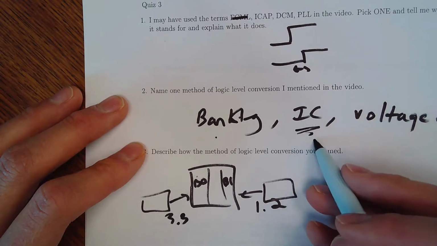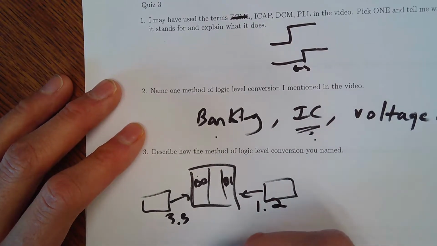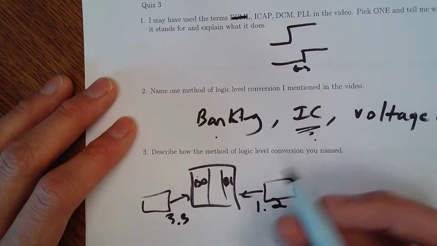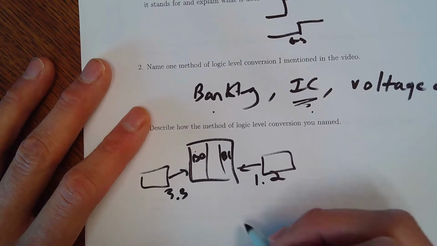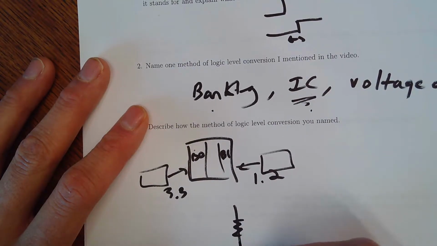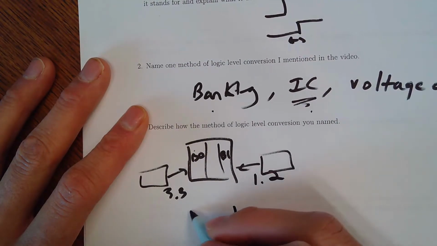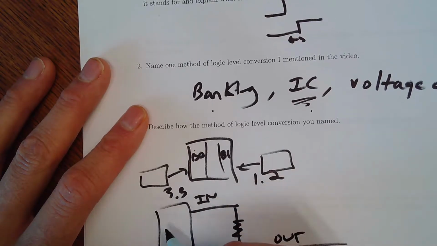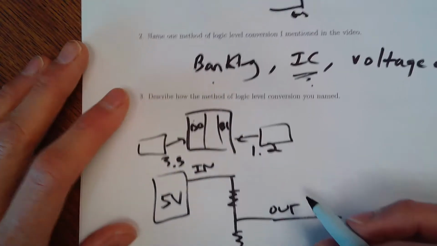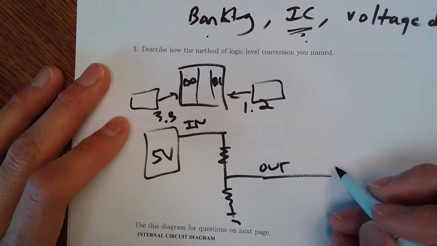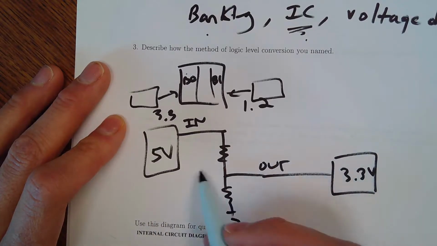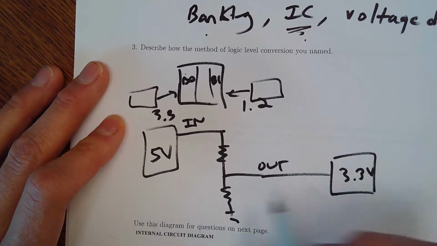The next one is IC, integrated circuit. You just use a specific voltage divider chip. Okay. The last one is a voltage divider, where you have a resistor here, input voltage, out. So a system here has a higher voltage, maybe it's a 5-volt system. Over here it is a 3.3 volt system. You essentially use a voltage divider. You go from 5 volts to 3.3.